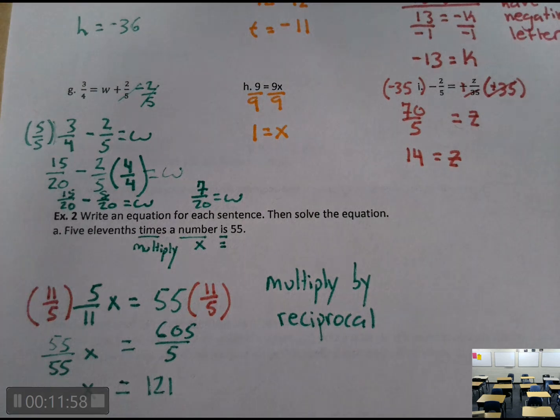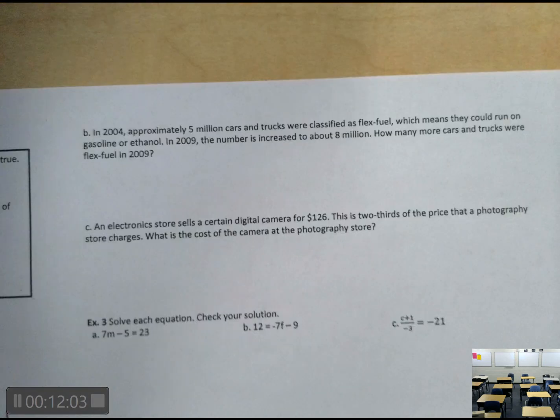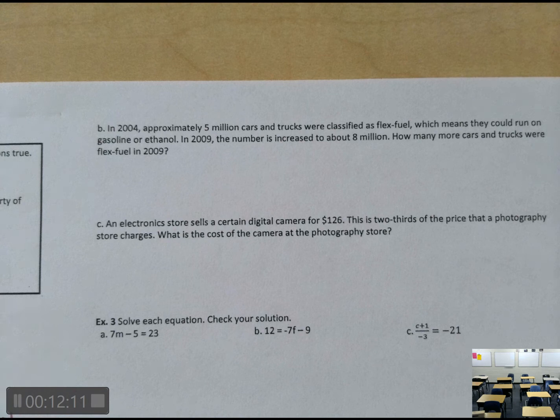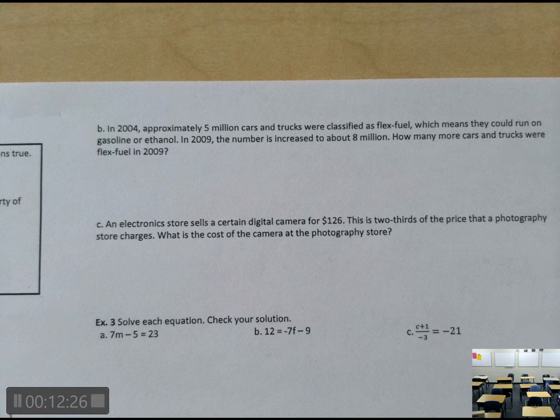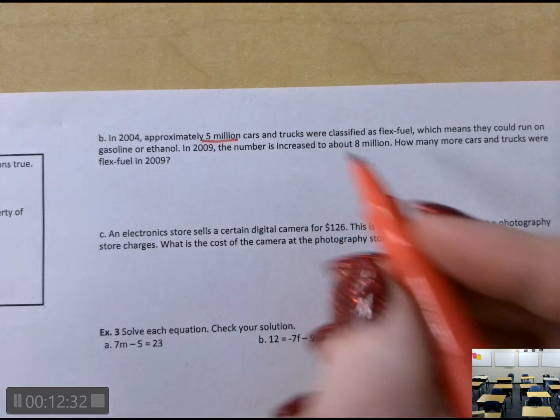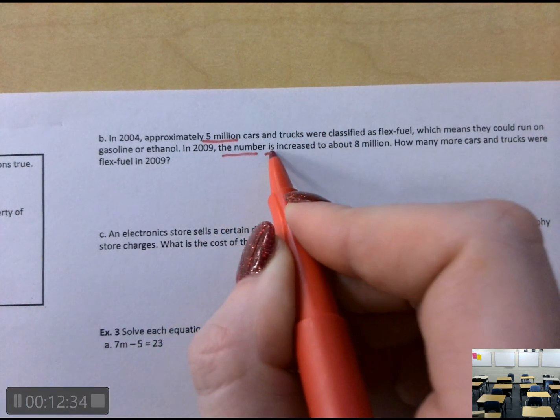Let's try the next one. In 2004, approximately 5 million cars and trucks were classified as flex fuel, which means they could run on gasoline or ethanol. In 2009, the number is increased to about 8 million. How many more cars and trucks were flex fuel in 2009? Alrighty, so then the important information is 5 million, and the number is increased to about 8 million.